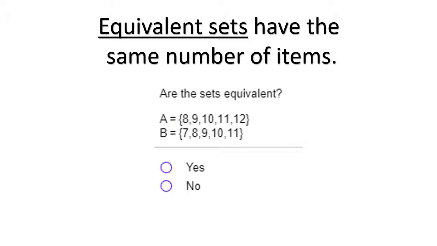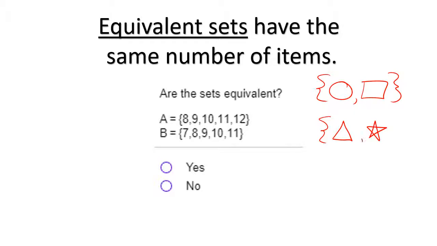Equivalent sets have the same number of items, but the items do not have to be the same. For example, if I had a circle and a square in a set, and then I had a triangle and a star in another set, those two are equivalent because they both have 2 items, even though the 2 items in each set are not identical.